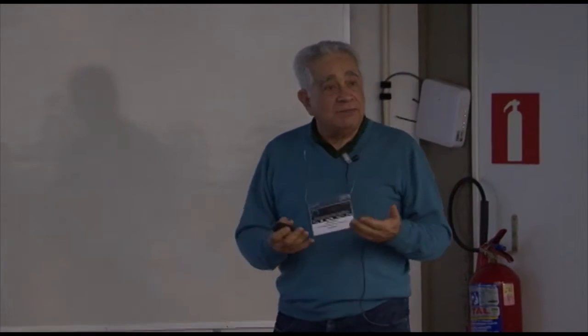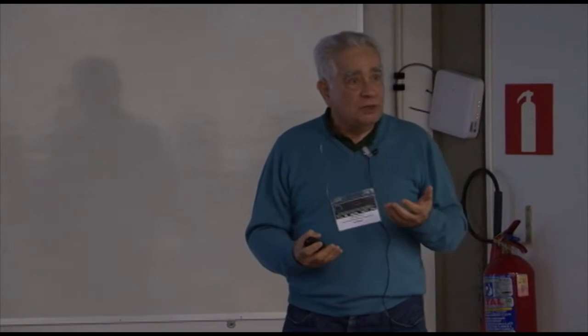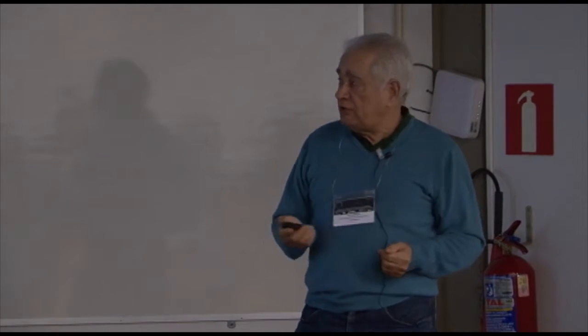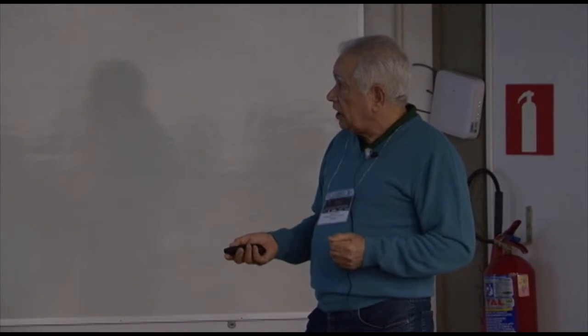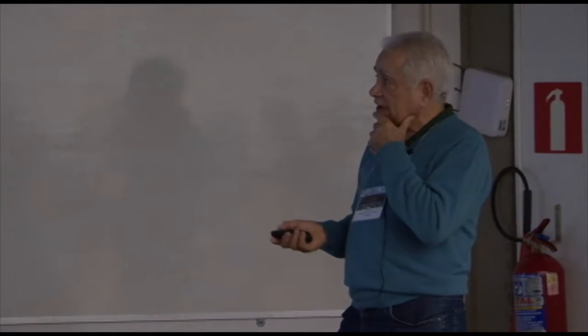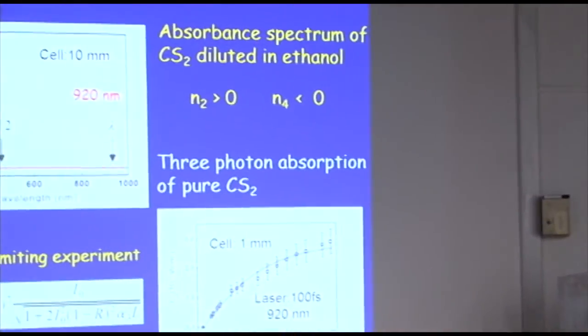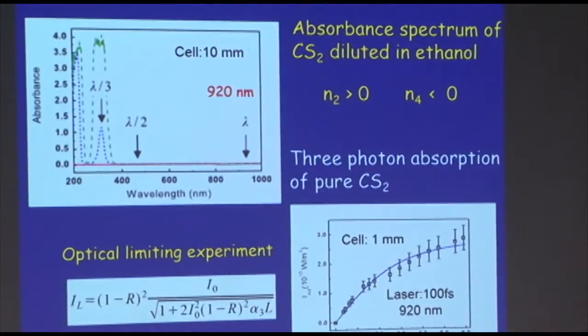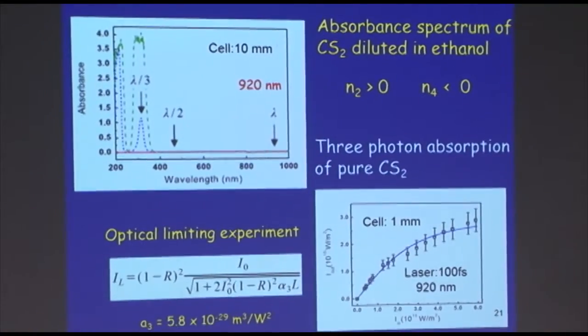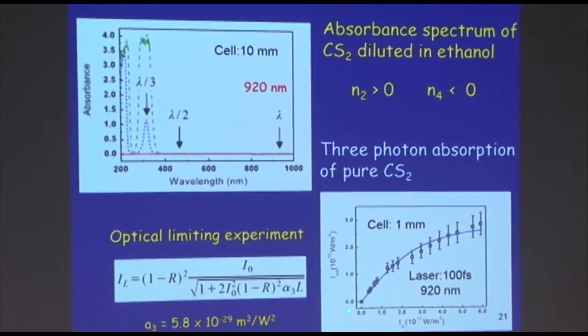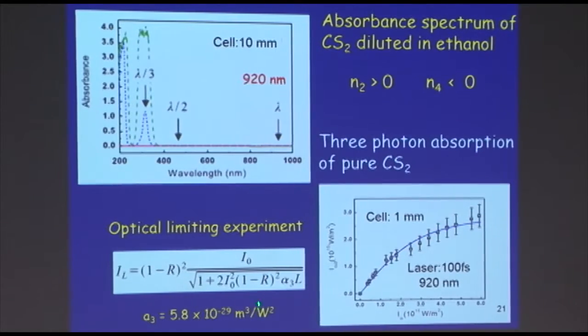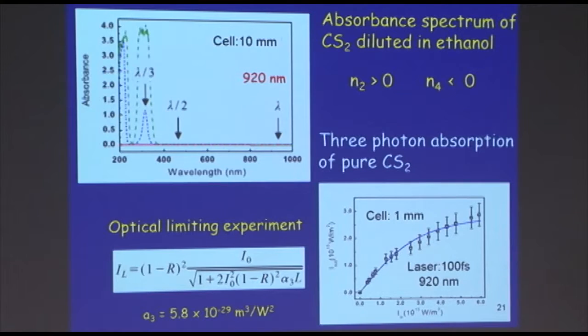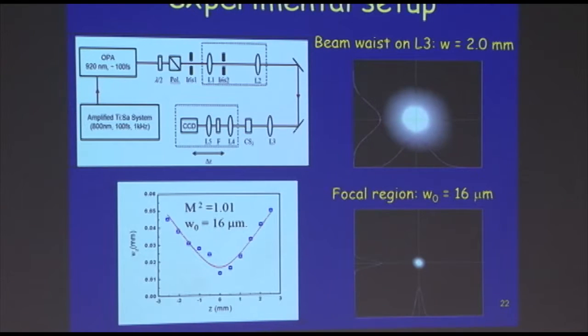In such a way, I may have this compensation to cancel the catastrophe that would occur if there were no chi 5. So you can see here n2 positive and n4 negative, which were measured by two other groups. And you can measure the three-photon absorption just by doing an experiment where you shine light and measure the transmitted light. That's a kind of optical limiting experiment. From this fitting here, you can determine the three-photon absorption. So by doing this, we could compensate this catastrophic behavior.